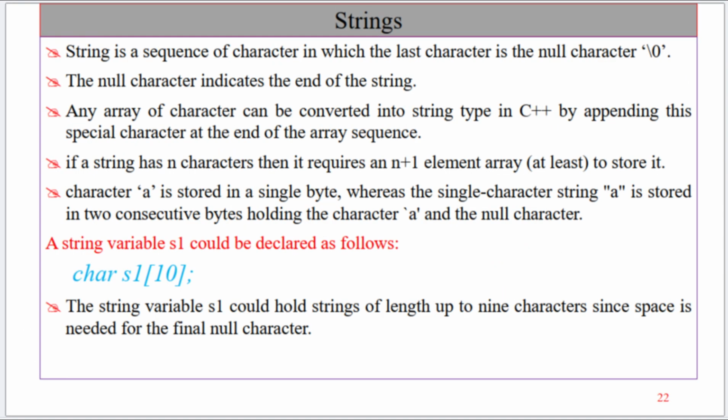21. A string is a sequence of characters in which the last character is the null character \0. The null character indicates the end of the string. Any array of characters can be converted into a string type in C++ by appending the special character at the end of the array sequence. If a string has n characters, then it requires an n+1 element array, at least, to store it. The character 'A' is stored in a single byte, whereas the single-character string "A" is stored in two consecutive bytes holding the character A and the null character.